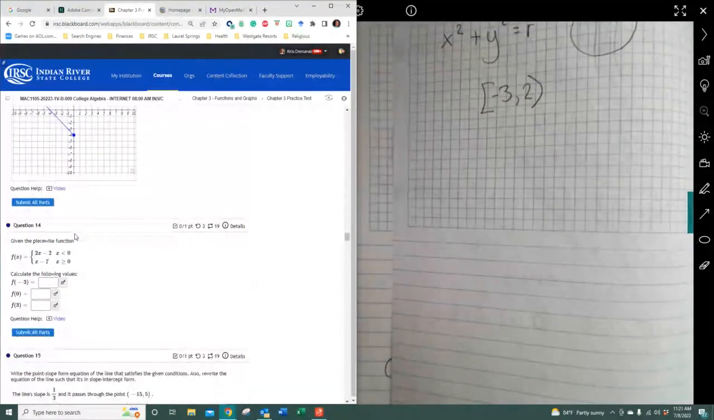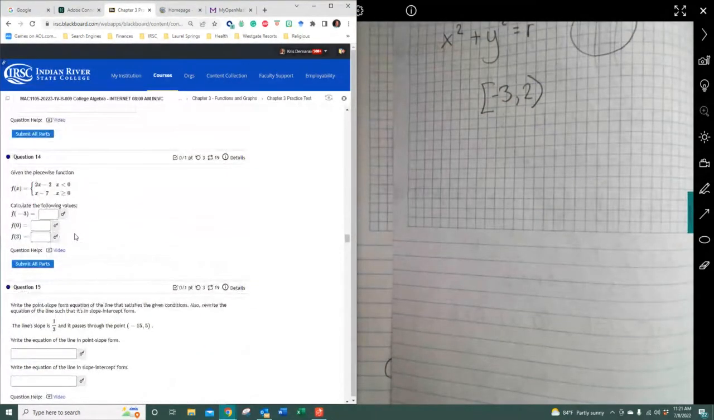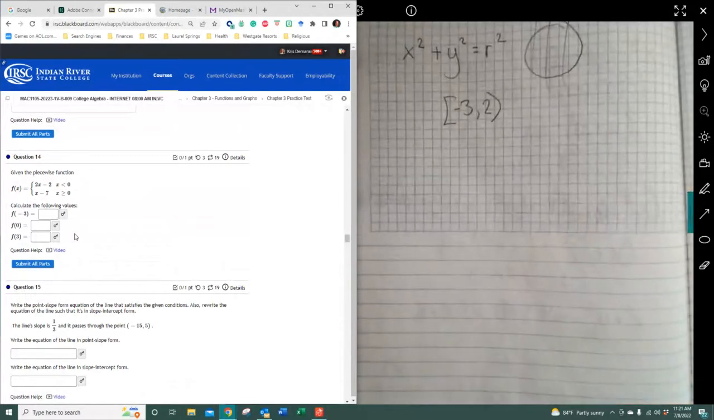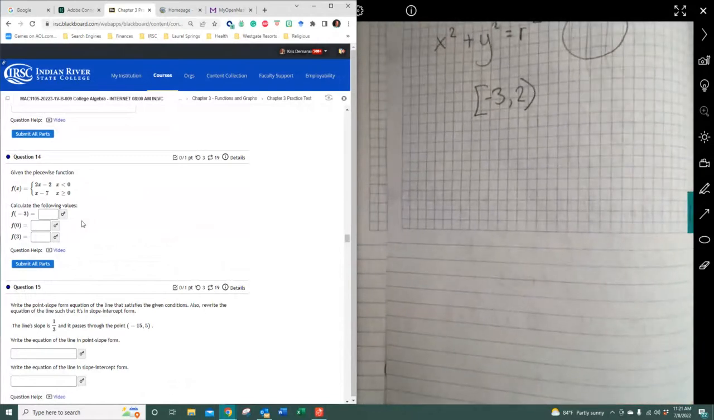Now, question number 14. And yes, this should be a review. It's not something that I should have to be writing every single little piece. I'm not teaching right now. I'm reviewing what questions you should be expected to answer. All right, now calculate the following inputs when you're given these values.